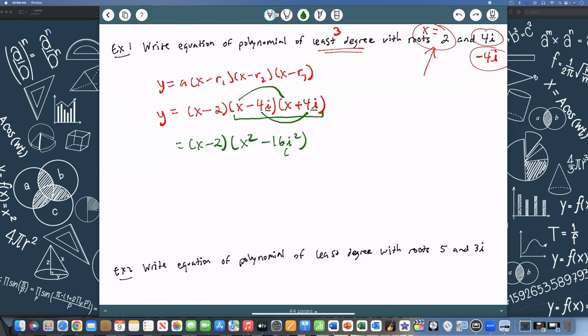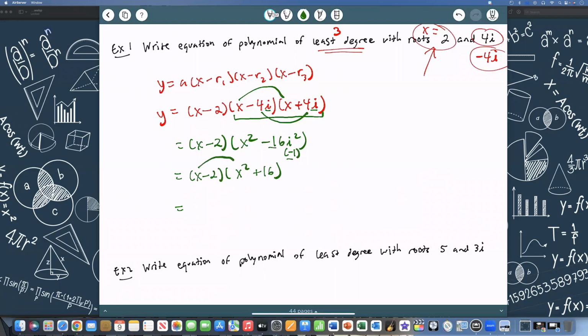Okay, so I know i squared is negative 1, right? So negative 16 times negative 1 is a positive 16. Okay, so make the i squared negative 1. So basically we just have to FOIL this out, and then we should have our final answer.